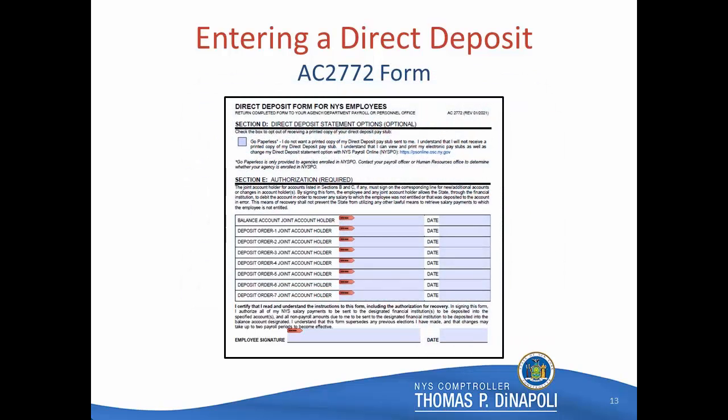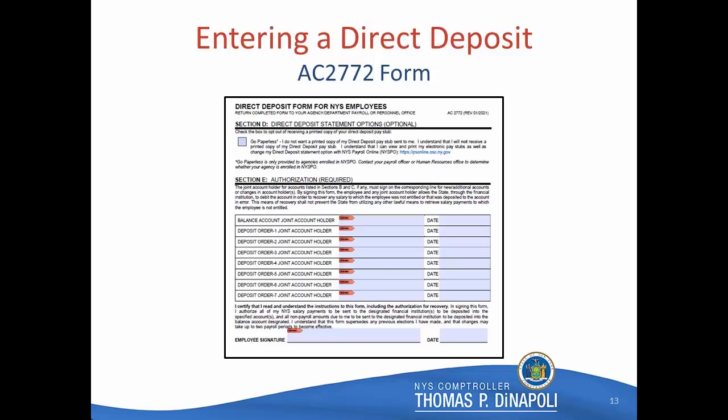Section D is the direct deposit statement options. Go paperless. Employees may check the box to opt out of receiving a printed copy of their direct deposit pay. Once paperless, employees can continue to view their statement through the New York State Payroll Online, NYSPO. If an employee chooses to go paperless, the agency must select the Suppress DDP Advice Print checkbox located in the direct deposit information section of the employee's direct deposit page.